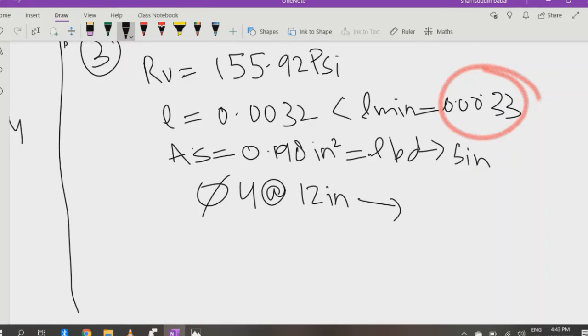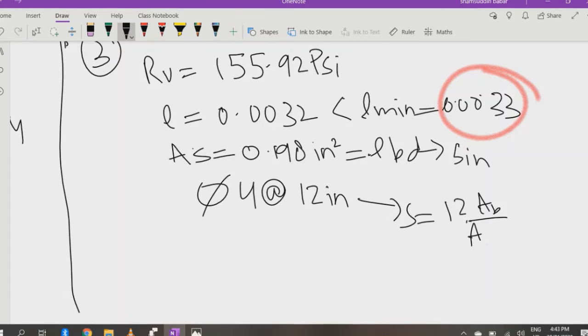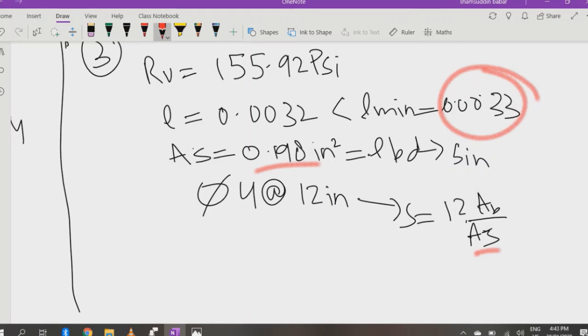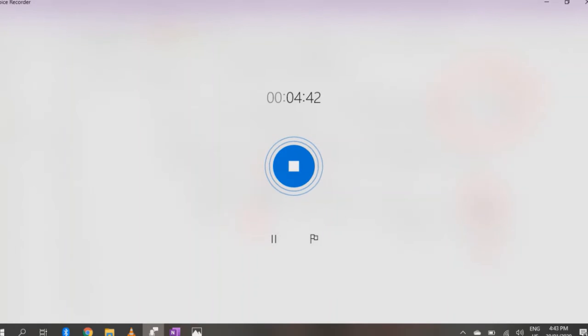And how do I calculate this spacing? I calculate the spacing using this formula: S is equal to 12 Ab divided by area of steel. I can show you, the area of steel is this, and the area of bar is this, from its diameter. Now this will conclude our 3 steps.